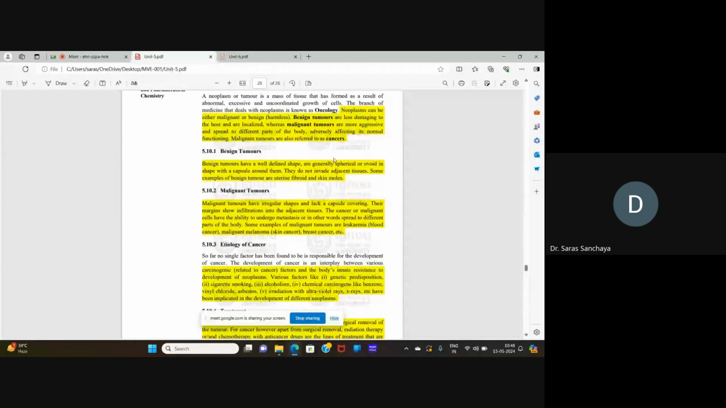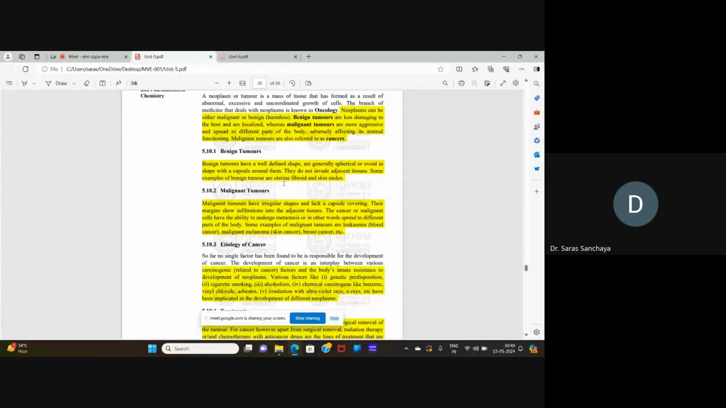Now, we first come to benign tumors. Benign tumors have a well defined shape and are generally spherical or ovoid in shape with a capsule around them. They do not invade adjacent tissues. Some examples of benign tumors are uterine fibroid and skin moles. Yes, skin moles are also a type of benign tumors.